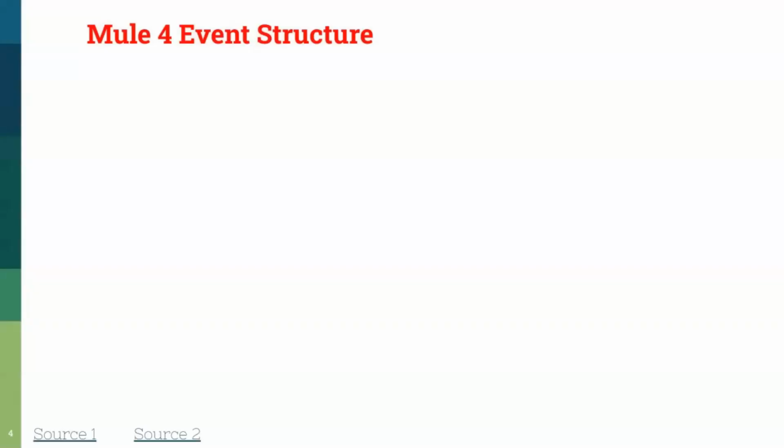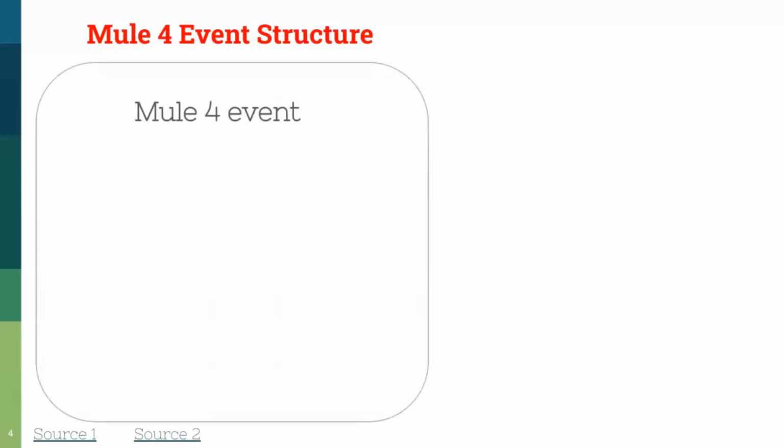So let's understand the structure of a Mule 4 event. This is Mule 4; the Mule 3 structure is different from Mule 4. So if you read some articles about Mule 3, remember the structure was slightly different compared to the Mule 4 event structure.